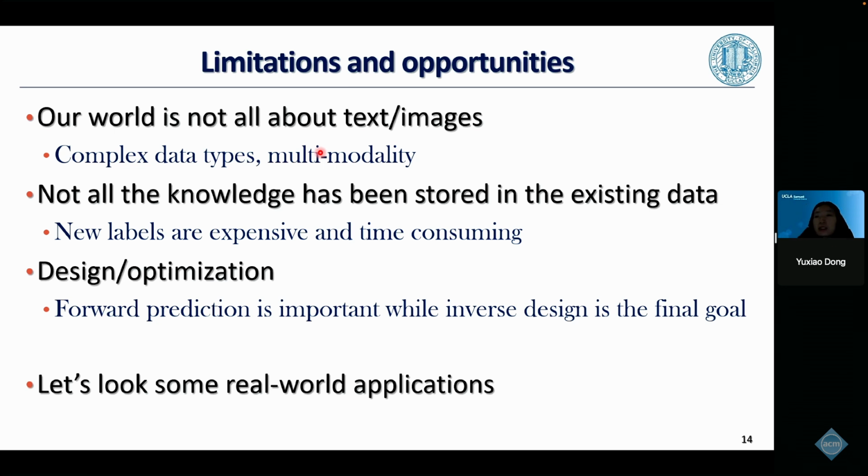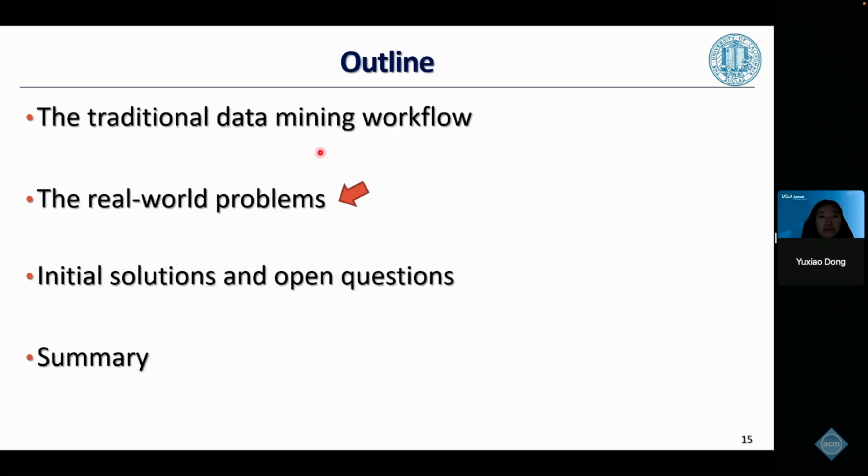And lastly, in many cases we're not just interested in the forward task, for example, the task of predicting the properties of a molecule. In many cases, we wish to do the opposite: given a target, we would like to design a molecule or many other things to achieve that kind of target. So with that in mind, let's look at some real-world applications.